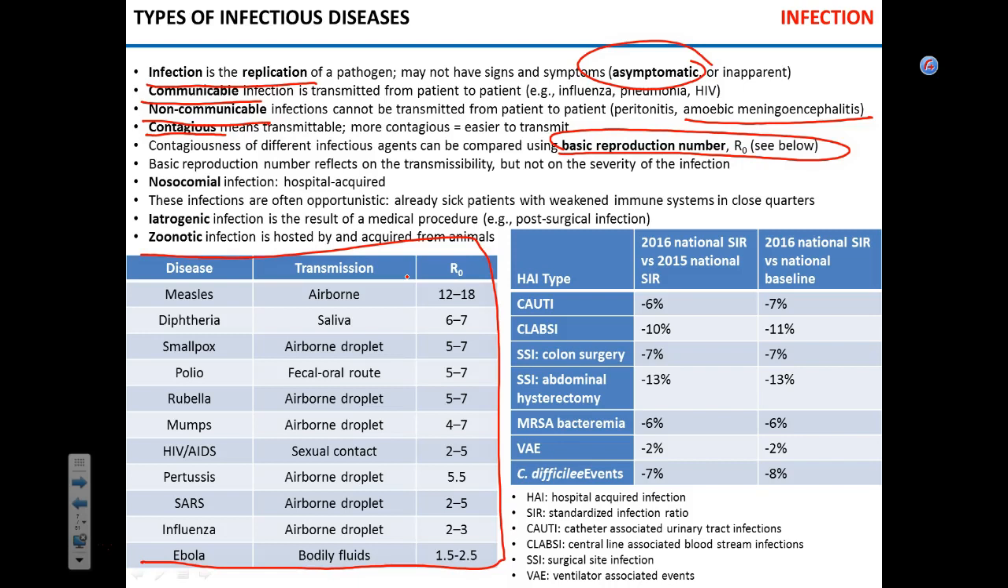You understand the idea? So for instance, if somebody has flu, this person normally will infect 2 to 3 other people during the course of disease. Does that make sense?